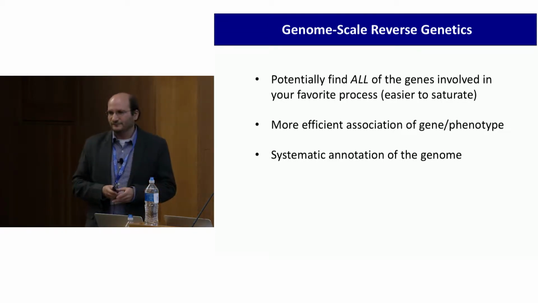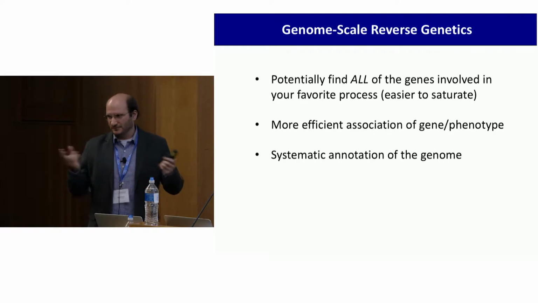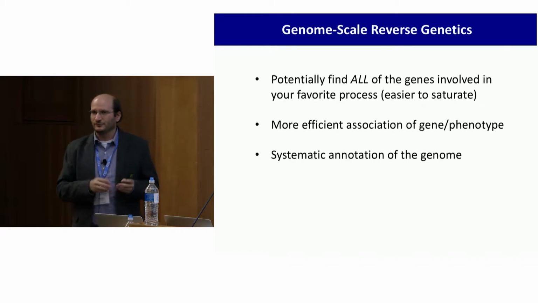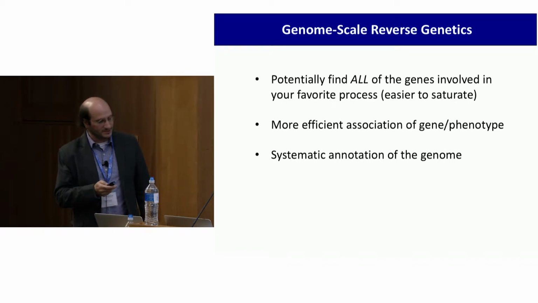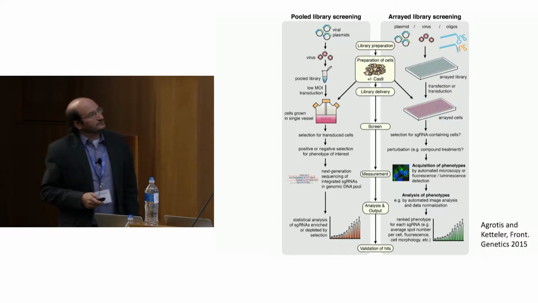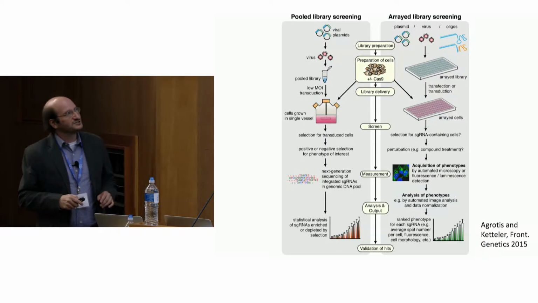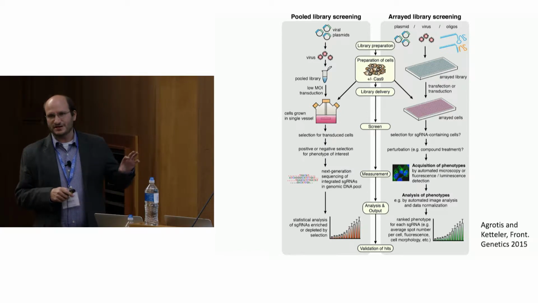And now that we have not just the sequence of the genes, but actually all these regulatory elements in the genome that Luke was describing, we can actually approach systematic annotation of the genome, both for coding and non-coding areas. So there's a lot of information on this slide, but I want to just describe the two general strategies that have been used for doing genome-scale screens.